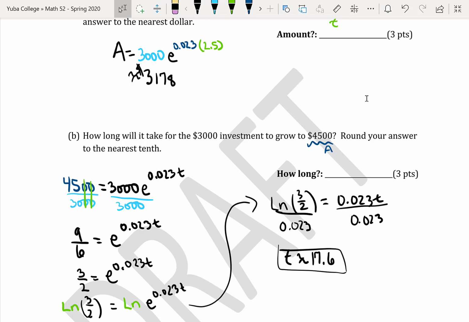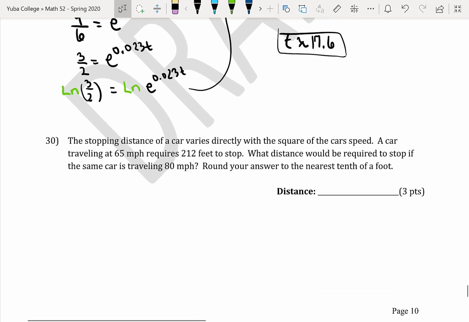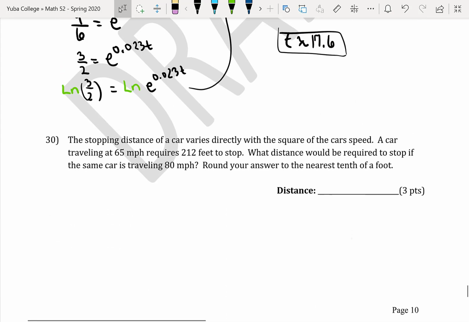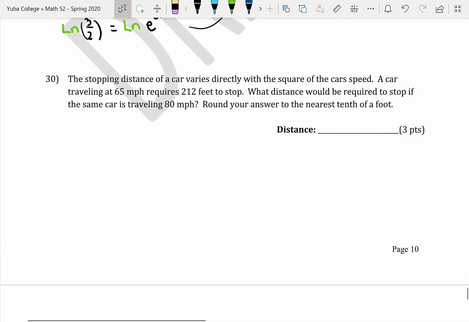Okay, so the stopping distance of a car varies directly with the square of the car's speed. So maybe we can call it D for distance. When you see varies directly, we put equals. We always have this K times here. And then it says varies directly with the square of the car's speed. So speed, maybe call it R for rate, R squared.